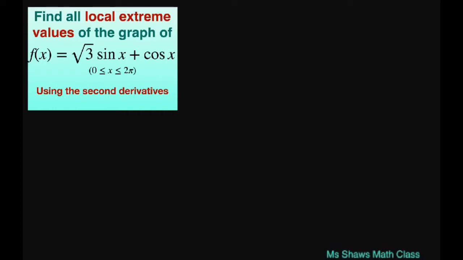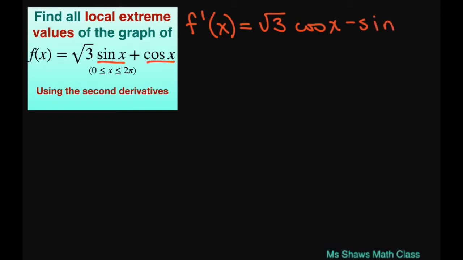local extreme values, we first have to take the first derivative, so f prime of x. The derivative of sine of x is cosine of x, so it's just going to be square root of 3 cosine of x. And the derivative of cosine of x is negative sine of x. Now, if you set this to 0 to find your tangents, we get 0 equals square root of 3 cosine of x minus sine of x.